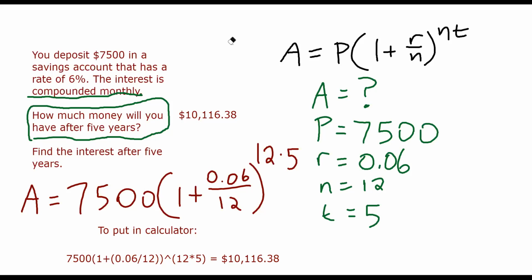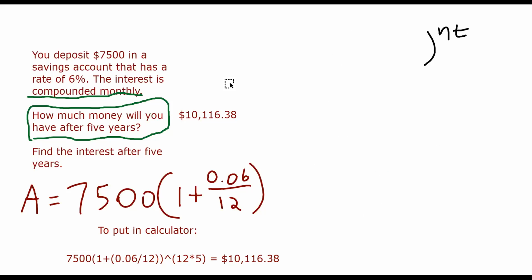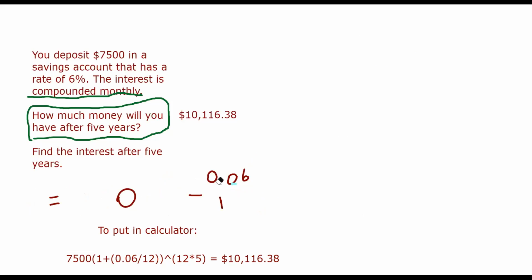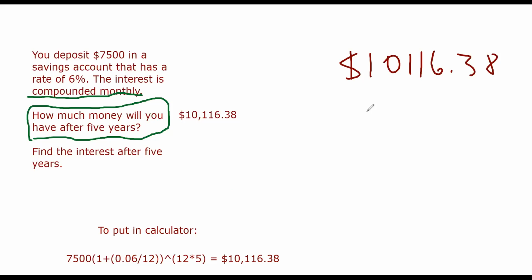Now, if you want to know how much interest will be in the account, we'll clear out all this. There's going to be $10,116.38 in the account, period. But the amount of interest you'll have, how can I calculate that? How can I calculate the amount of interest this account has earned? Well, what did we start with? 7,500. What do we have now? 10,116.38. The difference is going to be the amount of interest that the account has earned. So if I subtract off the $7,500 principal, that difference will tell me how much the account has earned.